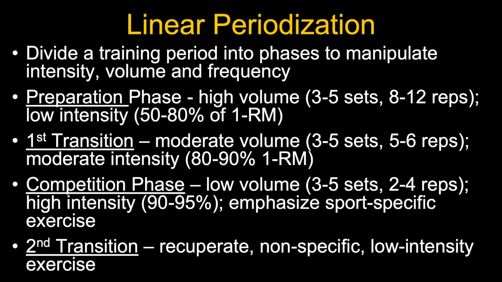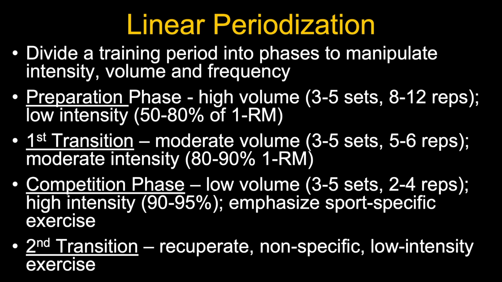The preparation phase involves using a high volume, so 3 to 5 sets, 8 to 12 reps, with a low intensity amount of work, so 50 to 80% of that person's 1 repetition maximum. We then move into the first transition phase where we use moderate volume, so 3 to 5 sets, and then we lower the reps to 5 to 6 at a moderate intensity at 80 to 90% of 1 repetition maximum.